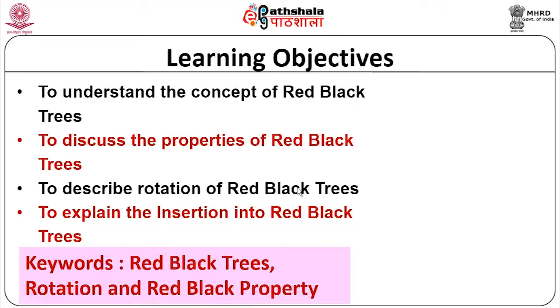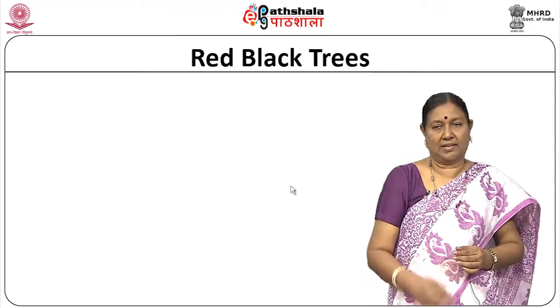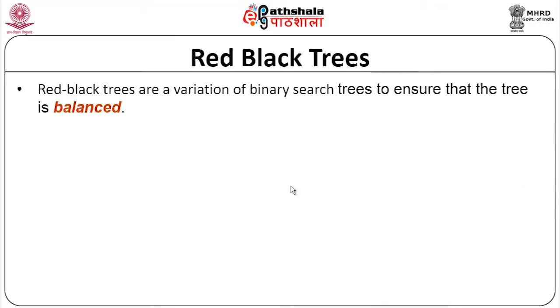And then these are the terms: red black trees, rotation, and the red black property. So, these are things that we are going to discuss. So, let us start with what are red black trees. Red black trees are a variation of binary search trees to ensure that the tree is balanced. This is a similar definition to what we had for AVL trees.